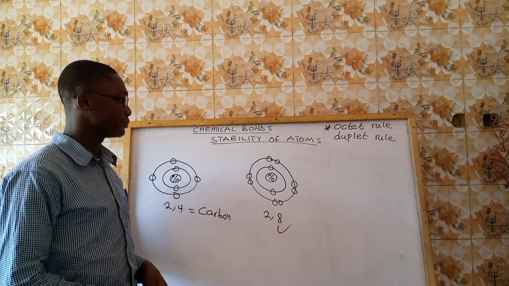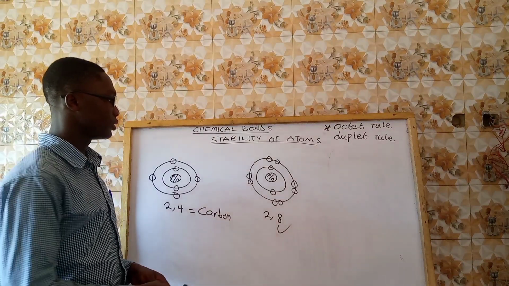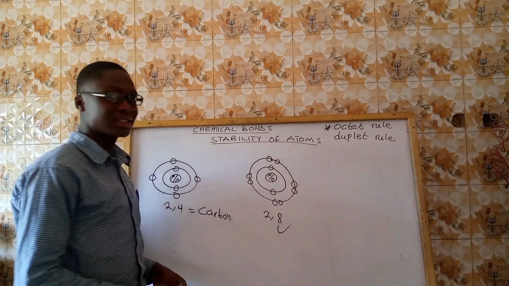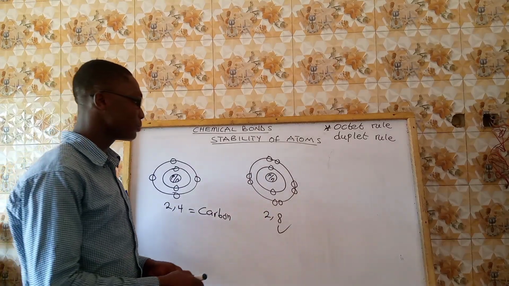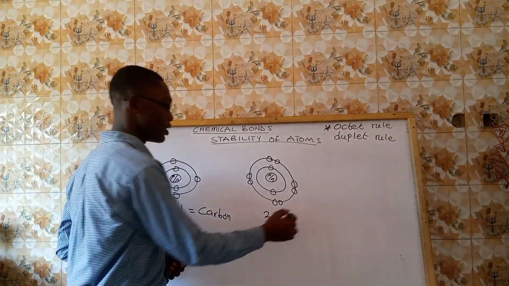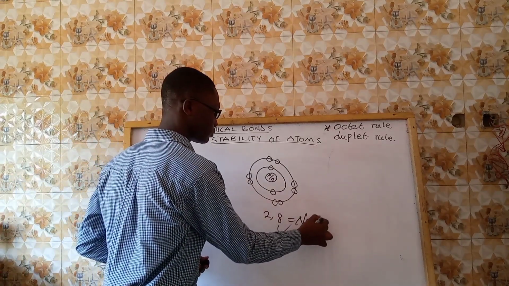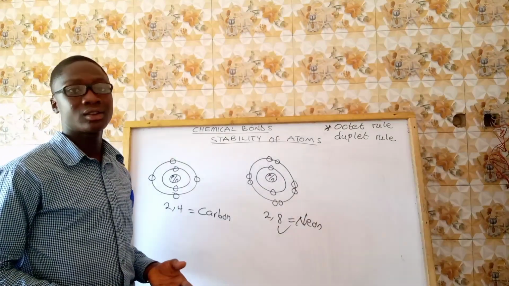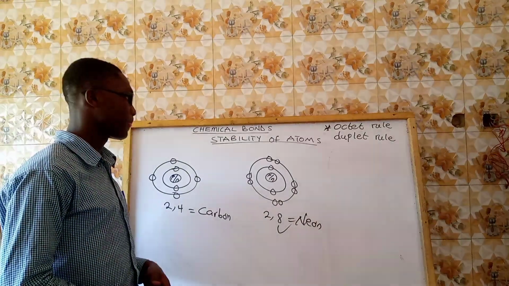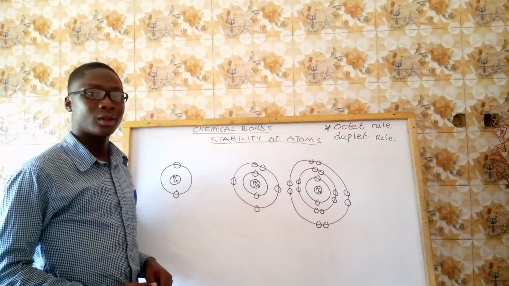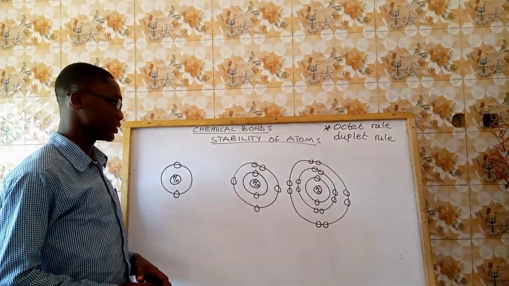Now let's check the other atom. We have 2 plus 8 giving us 10. So what atom has the atomic number of 10? We have neon. And obviously neon is a noble gas, so it is stable. Now let's check the other example. Now let's check these atoms.